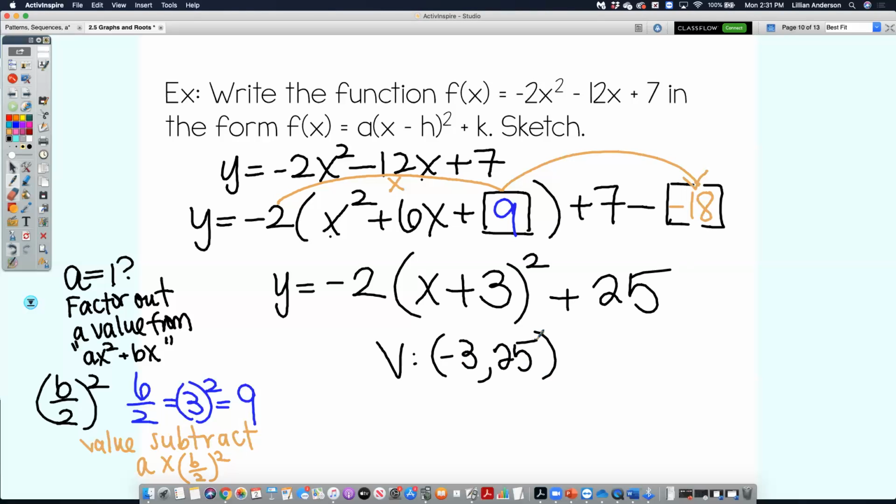Is this graph going to open up or down? Down. And I know this because of what reason? Your a. Very good. And because it opens down, the pattern is now going to be up 1 over 1, up 3 over 1, up 5 over 1, because it now opens down. So instead of all my ups, I'm going to go down. And this 2 vertically stretches my graph.